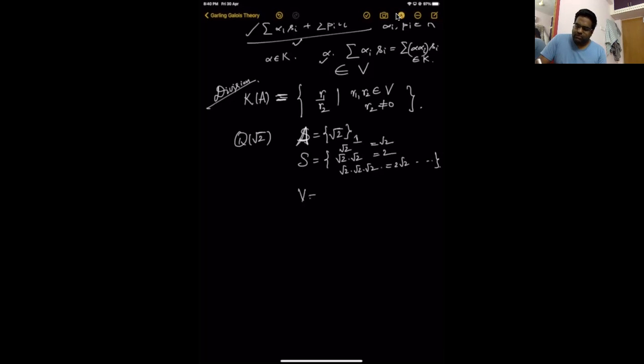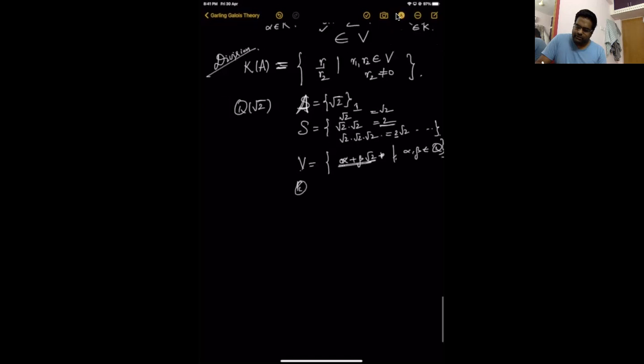And then V would be all finite linear combinations over Q, which is we have alpha plus beta square root of 2 and so on. And again, once you have 2, you have 2 root 2. Every element in V can be written as alpha plus beta square root of 2, where alpha and beta belong to Q. And the Q of square root of 2 would be alpha plus beta square root of 2 over gamma plus delta square root of 2, where not both gamma, delta are 0.